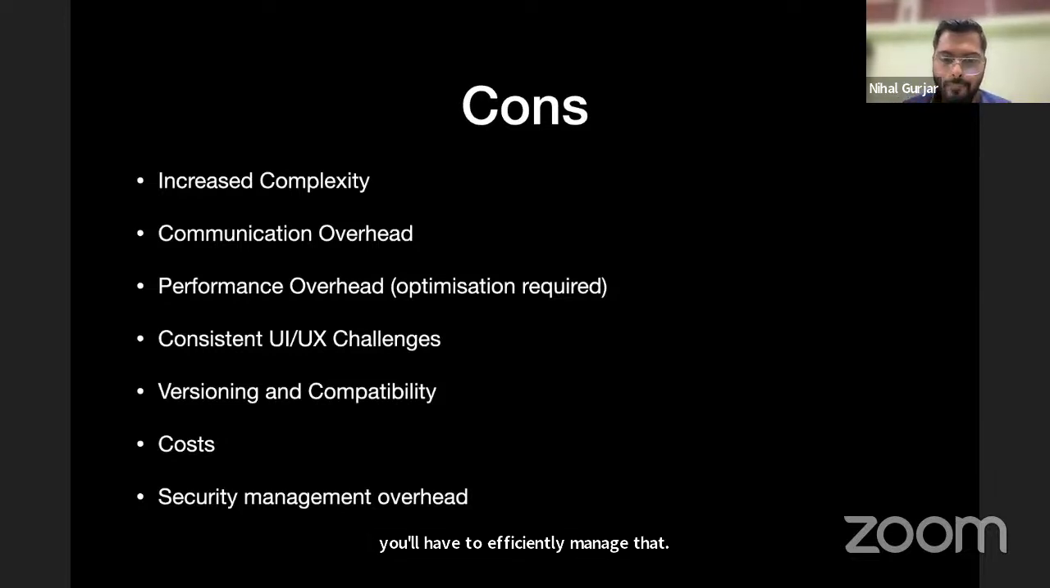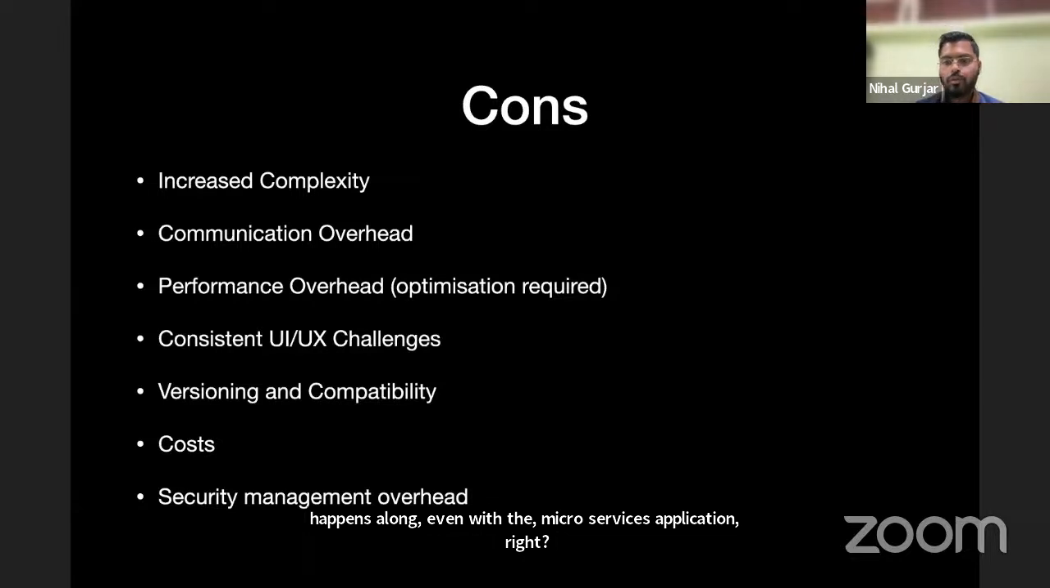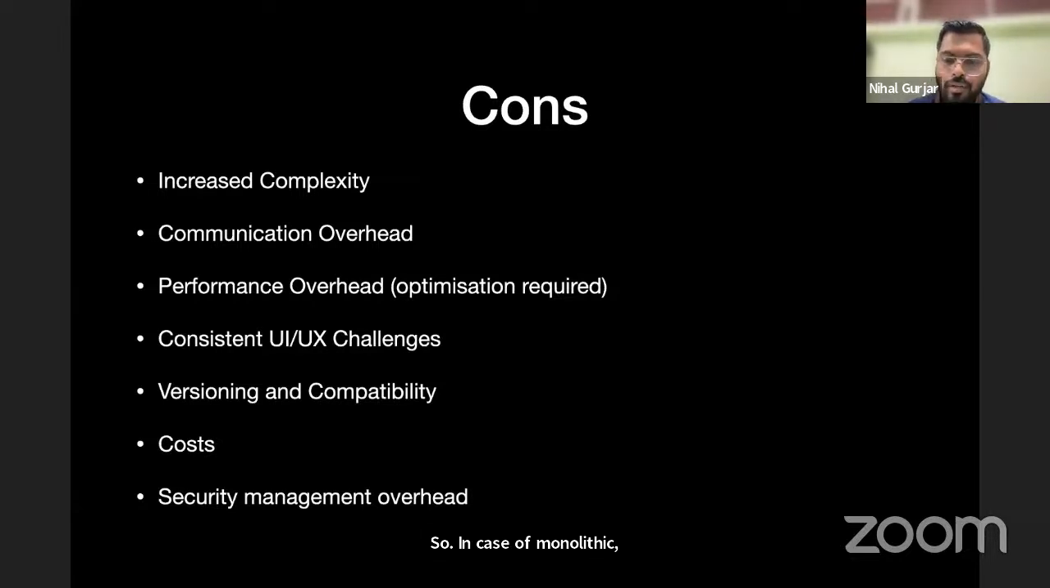So this happens along even with the microservices applications, right? In the case of monolithic, you'll have to deploy it in one place, and then there might be different instances where you deploy it. But in the case of micro frontend, you'll have to deploy multiple modules into multiple instances in multiple locations. So there is definitely an overhead cost which comes with it. If you are ready to bear with it, I think this would definitely be a good architecture design to follow.